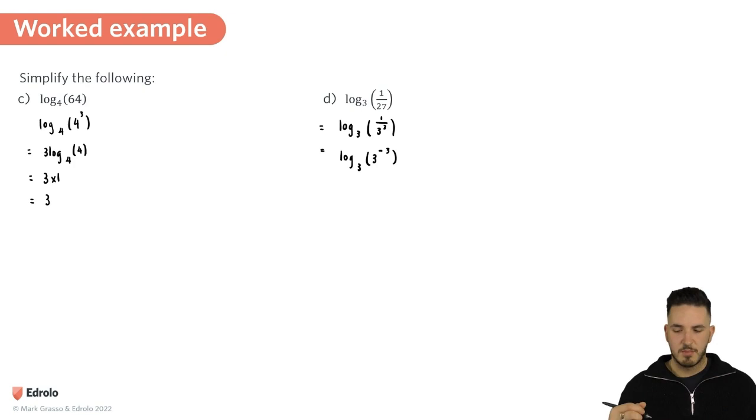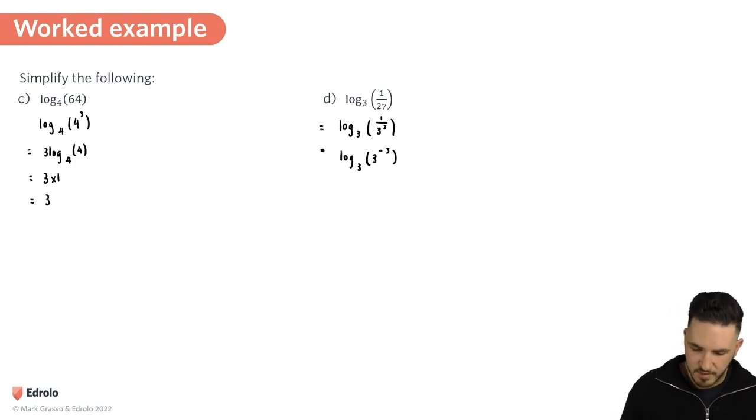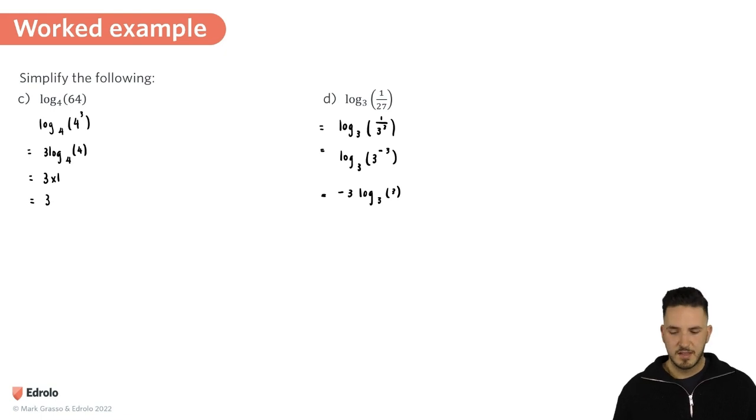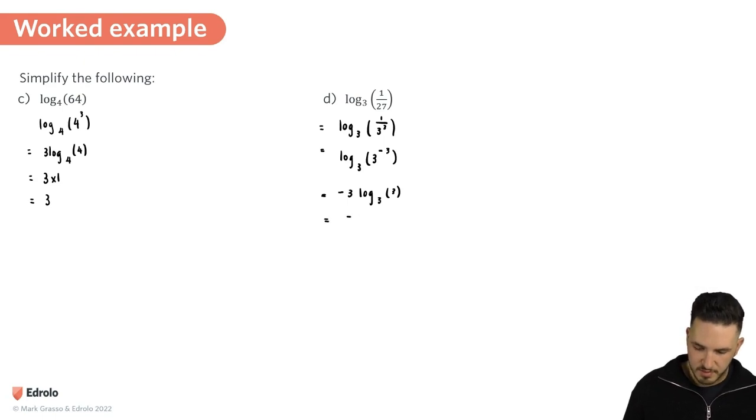Again, you'll see we can use our power law, bring that negative 3 to the front. So it's negative 3 log 3 of 3, lots of 3s. So log 3 of 3, when the argument, what's inside the brackets, is equivalent to the base, that becomes 1. So we're left with negative 3 times 1. And finally, our solution being negative 3.